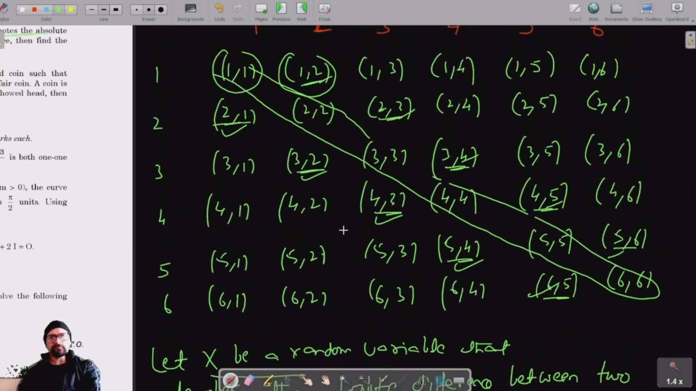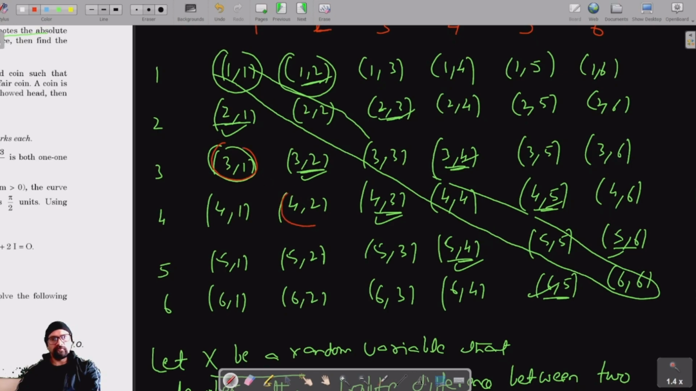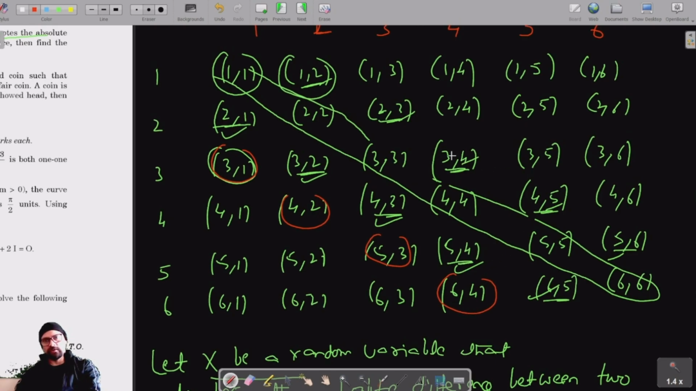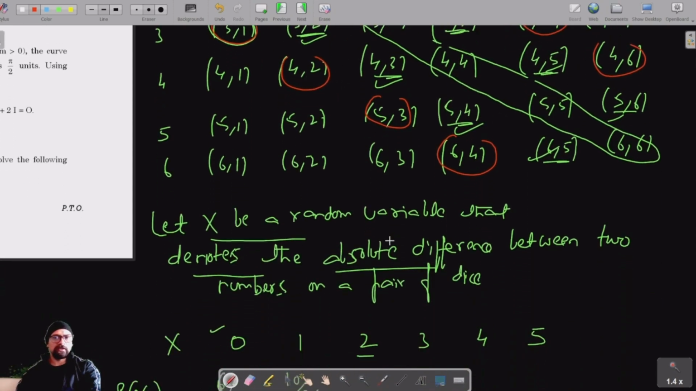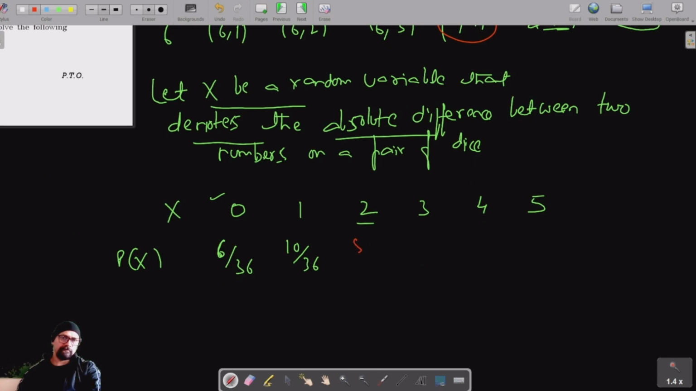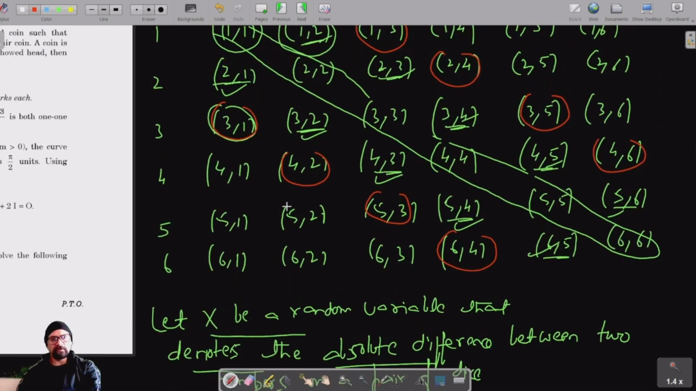Now for 2, the difference of 2 occurs on these numbers: 3 1, 4 2, 5 3, 6 4, and also if we change the order, 1 3, 2 4, 3 5, and 4 6. These numbers are 1, 2, 3, 4, 5, 6, 7, and 8. So this is 8 by 36.